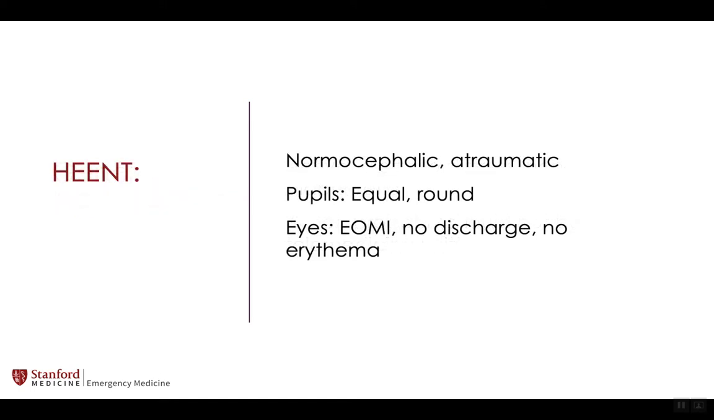And for your HENT exam, you can look at the head and say it's normocephalic, atraumatic. You can assess the pupils and note that they're equal and round. You might not be able to get reactivity, and that's okay. And for extraocular motion, you can ask the patient to look up, down, and left, right. You can also be noting if there's discharge or erythema or injection of the sclera.